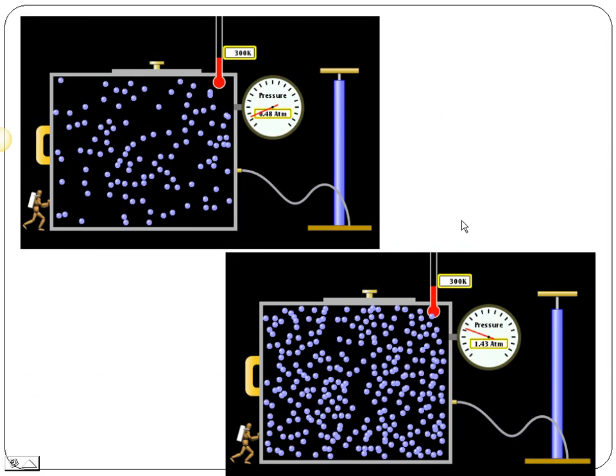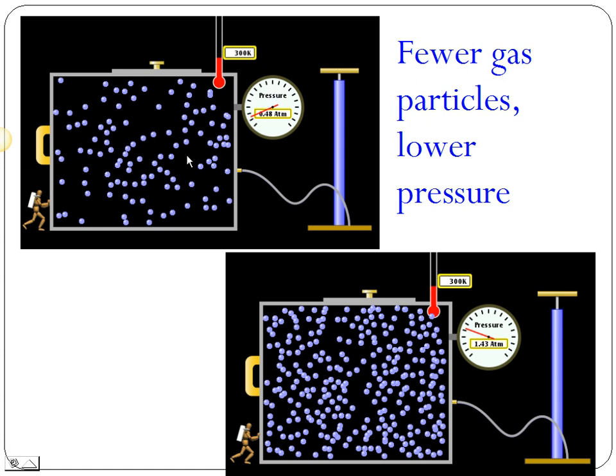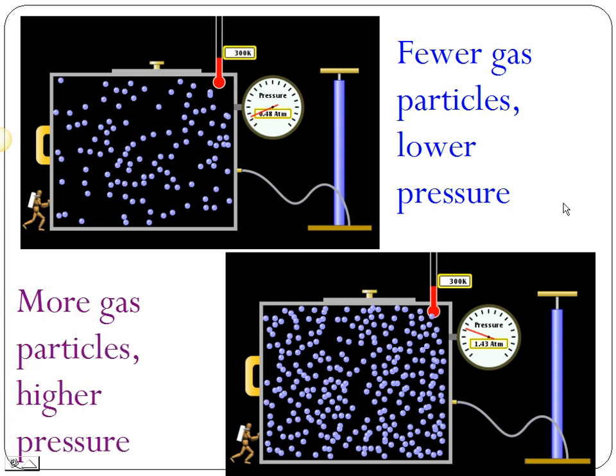Picture examples. In this picture, we're adding air particles to a container, and here's the end result. So this is without the air, and this is with the new air particles added in. As you can see, the temperature is still the same, but the pressure has increased. So here we go. Fewer gas particles, low pressure. More gas particles, higher pressure. More gas particles, pressure is higher. Fewer gas particles, low pressure.